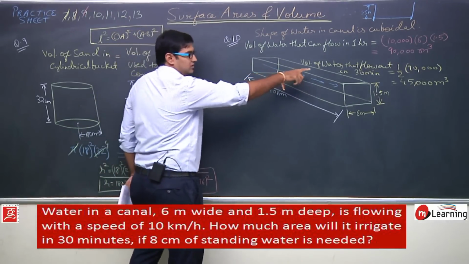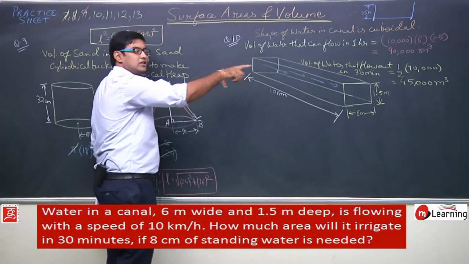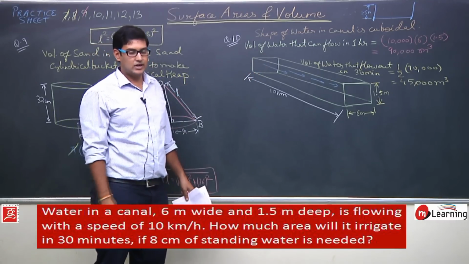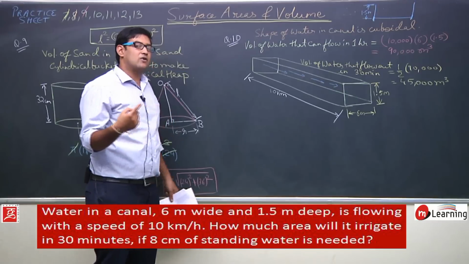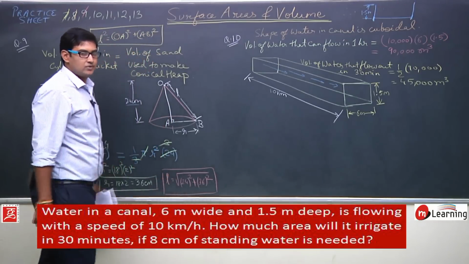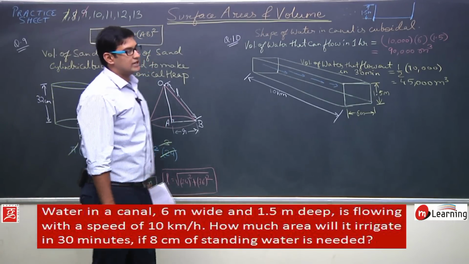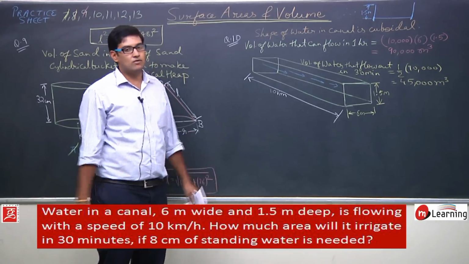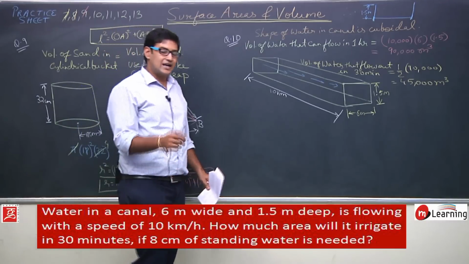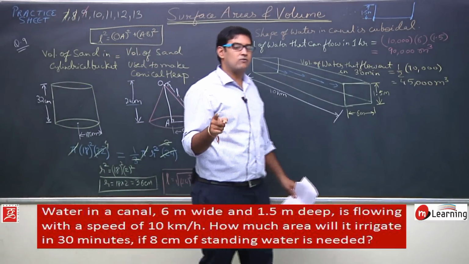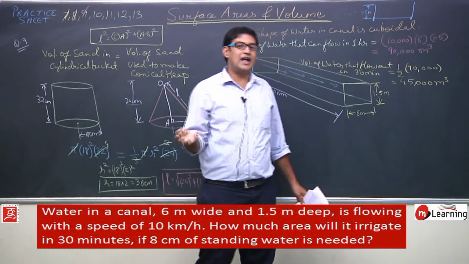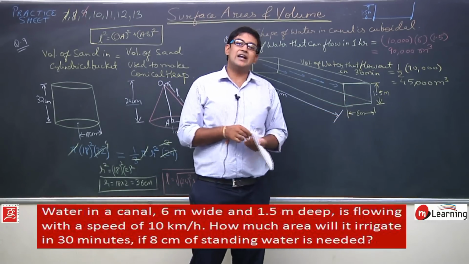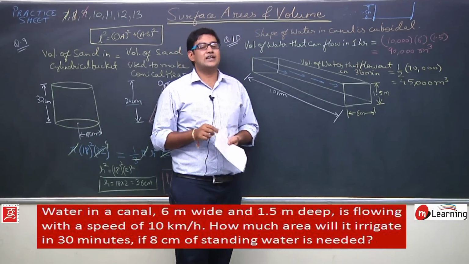This 45,000 meter cube water is used for the irrigation purpose. Now if this water is used for irrigation, how much area can I irrigate using this water? It says that you need to determine the area of the land that can be irrigated using this water if the standing water is of 8 centimeters.